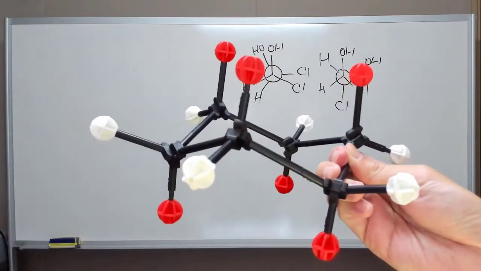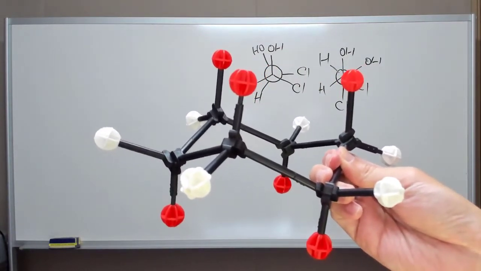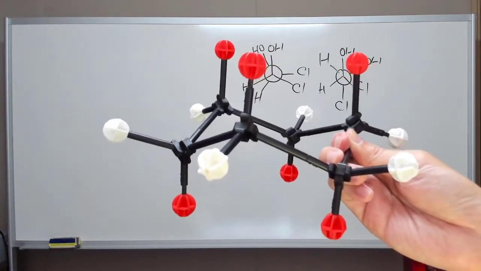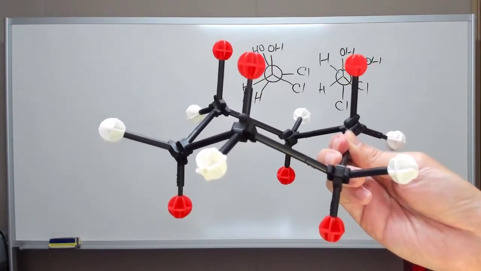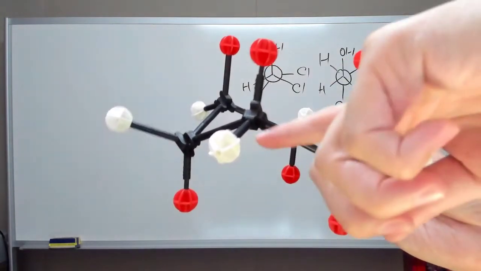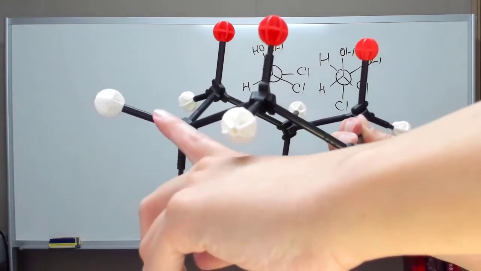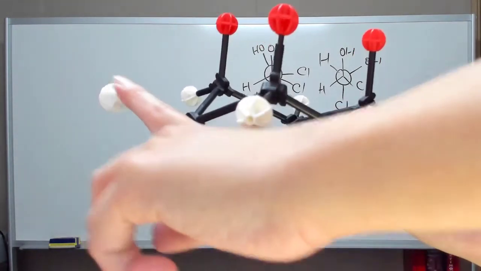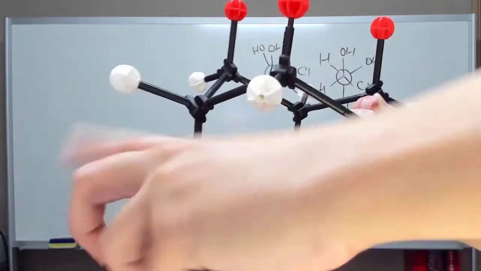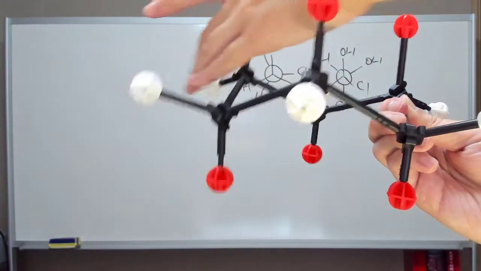Okay, so right now you can see that all the red spheres, or all the OH groups, are in the axial position, pointing either up or down, and then all the hydrogens are in the equatorial position. This equatorial position is kind of like pointing up as well, but it's not really up. It's pointing in a slanted direction, and the other edge at the back is pointing away.